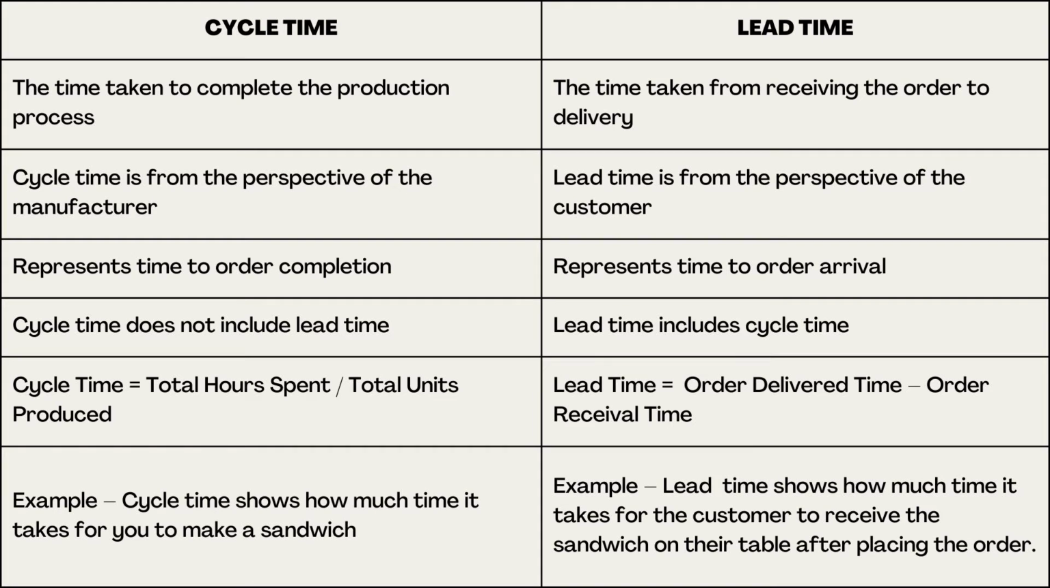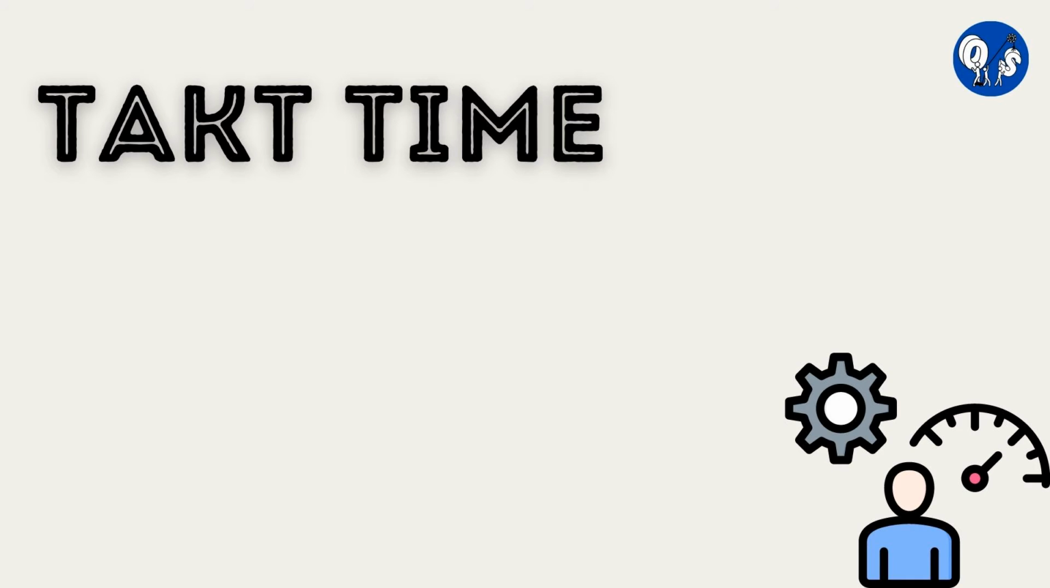Example, cycle time shows how much time it takes for you to make a sandwich, whereas lead time shows how much time it takes for the customer to receive the sandwich on their table after placing the order. Takt time. Takt time is the speed with which the product should be produced to satisfy the customer demand. In other words, takt time is the rate at which you should work and finish the production process in order to meet the customer demand.